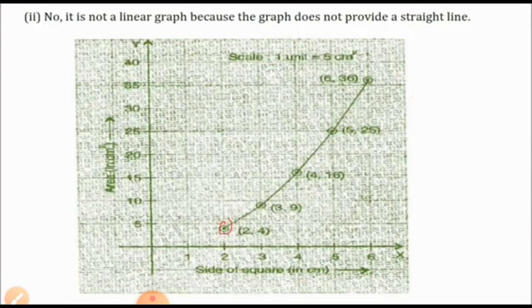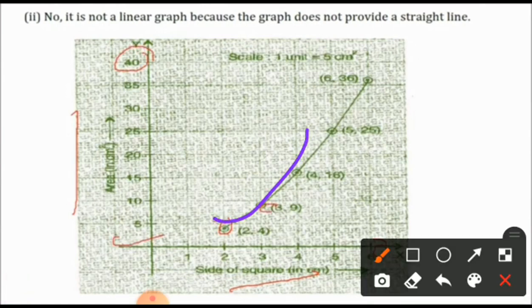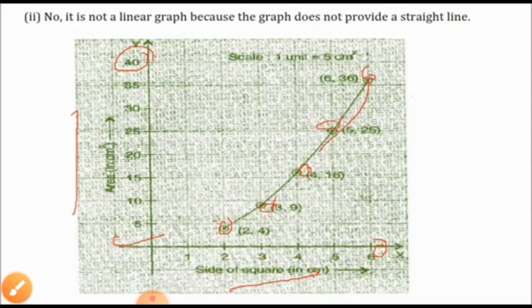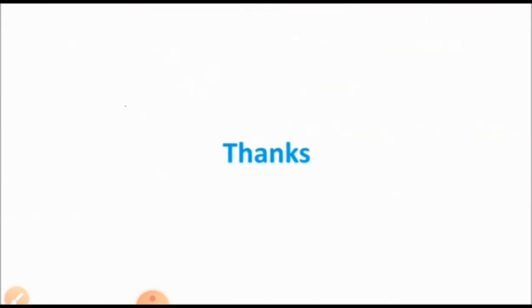No, it is not a linear graph because the graph does not provide a straight line. It's a curve line, beta. Here is a curve line. Is it or not? Not a straight one. That's why this is not a straight line. It's a curve line. According to the question, this one is not a curve. Centimeter square. Here we end our today's session.